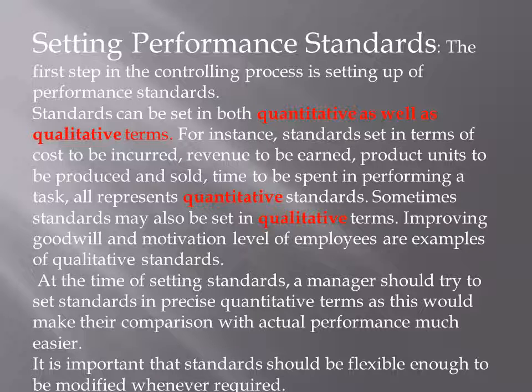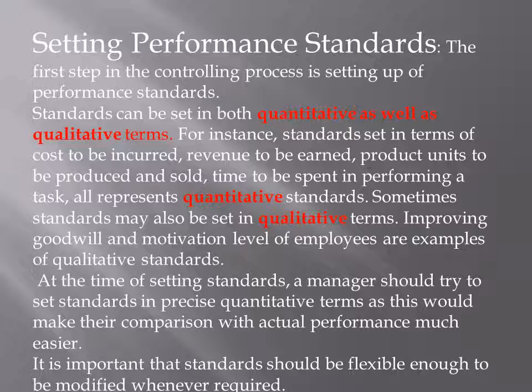For following the process of controlling, first of all, the performance standards are to be fixed. The first step in the controlling process is setting up of performance standards. And these standards can be in quantitative as well as qualitative terms. Quantitative terms means what will be the cost, how much revenue is expected to be earned, how many units will be produced and sold, and in how much time a task will be performed.